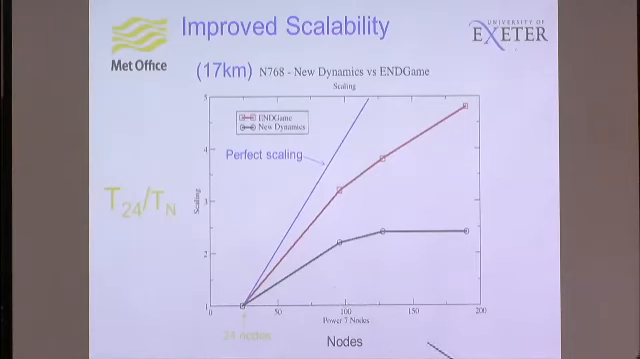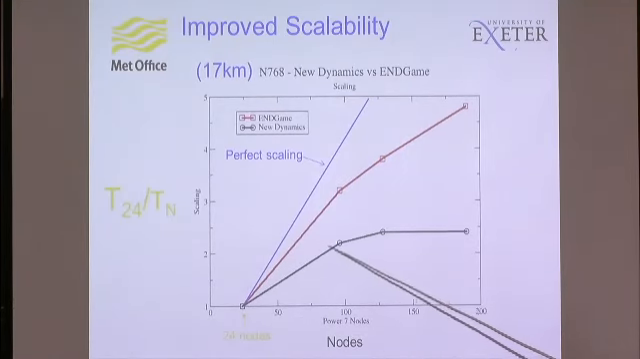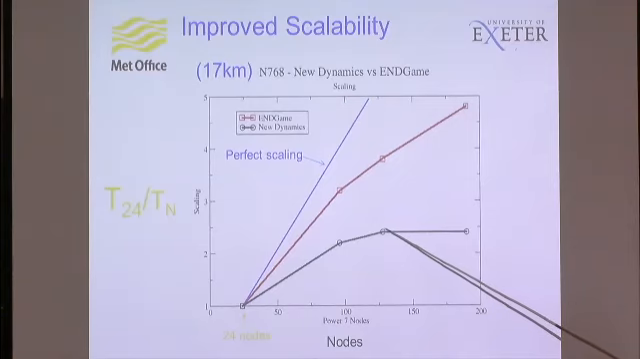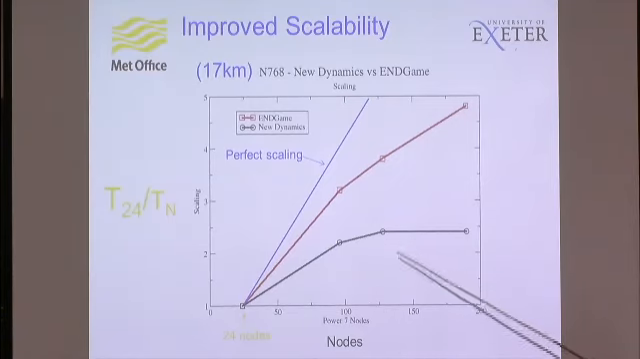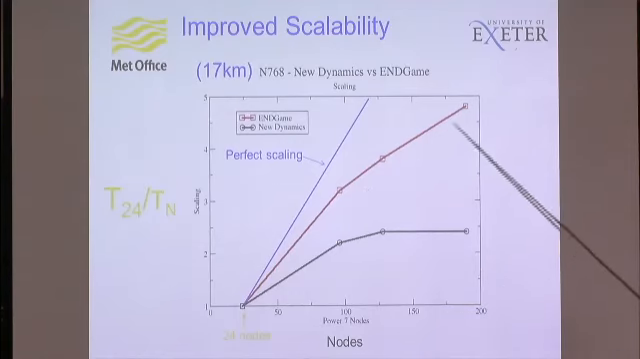So this is the same plot, just shown in different ways. This is scaling compared to the 24 node job, perfect scaling in blue, ENDGame again red, new dynamics black. You can see the new dynamics is running out of scaling at a much lower number of nodes, sort of 100, 125, whilst ENDGame is continuing to scale up to almost 7,500 processors, which is quite good. But you can see, and use your imagination, this is probably tailing off in the not too distant future. So we've improved the scalability, but we haven't got great scalability at very high numbers of processors.